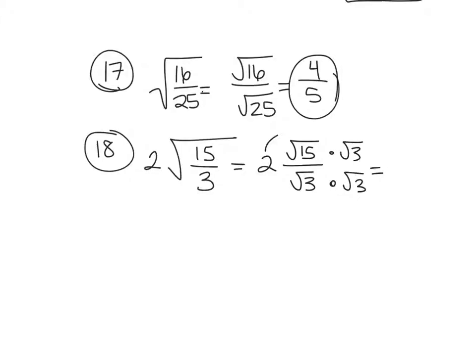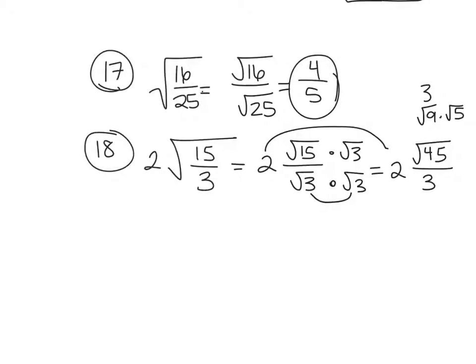So now I'm just going to bring the 2 over, and the square root of 15 times the square root of 3, that's going to be the square root of 45, which we can simplify in a second. Square root of 3 times the square root of 3, well, that's just going to be the square root of 9, which is 3. All right, now we have to simplify the square root of 45. So the square root of 45 can break down into 9 times the square root of 5, and the square root of 9 can become 3, so we have 3 radical 5.